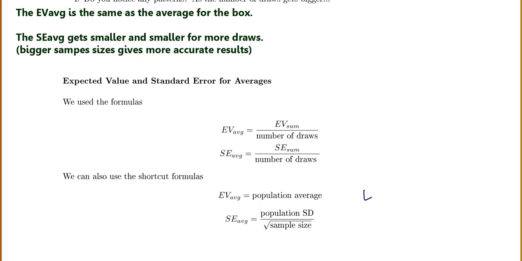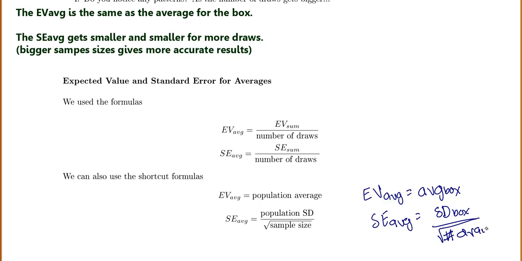For our box models, you could say the expected value of the average is just equal to the average of the box. And the standard error for your average is just equal to the standard deviation of the box divided by the square root of your number of draws. So once again, words like population average and population standard deviation, and estimating the sample size, that's in terms of real life problems. And the average of the box and standard deviation of the box, it's the correlation to when we use the box models to try and visualize what we're doing.